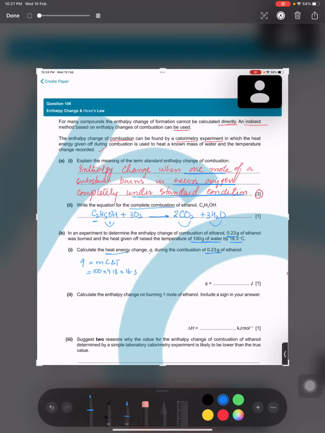और हमें already बता दिया कि इतना बढ़ रहा है. ठीक है बच्चों, तो what is the right answer of Q that we have in this? Let me calculate. It would be 100 into 4.18 into 16.3. So it gives us 6813.4 joules, right bachcho? And we know that whenever we are going to find out the enthalpy change, we need to know energy in kilojoules.